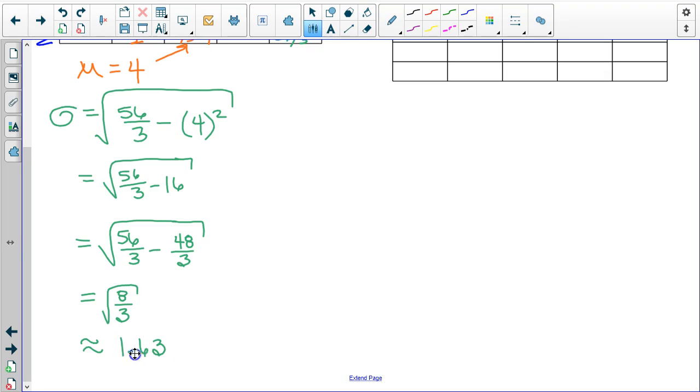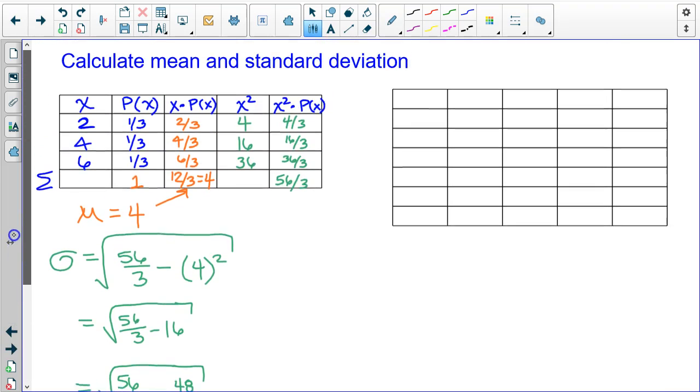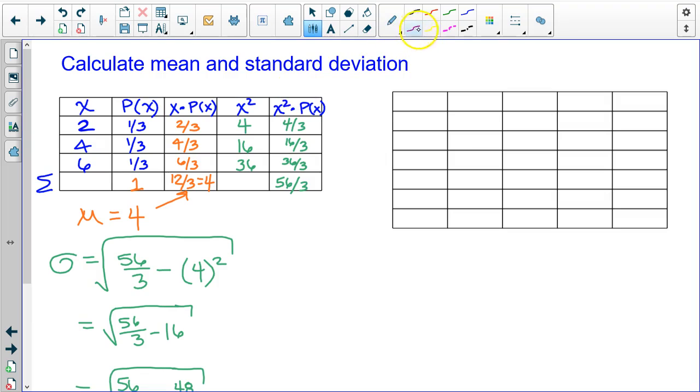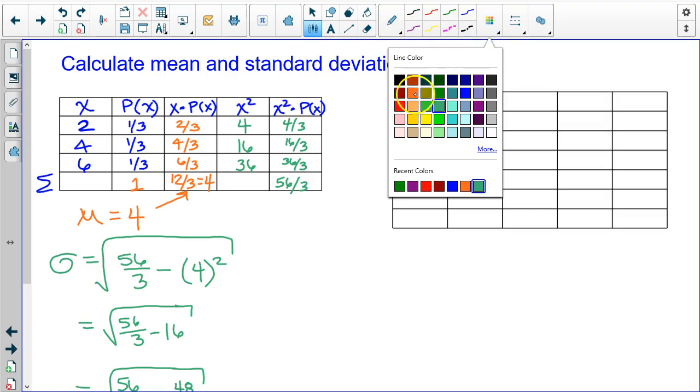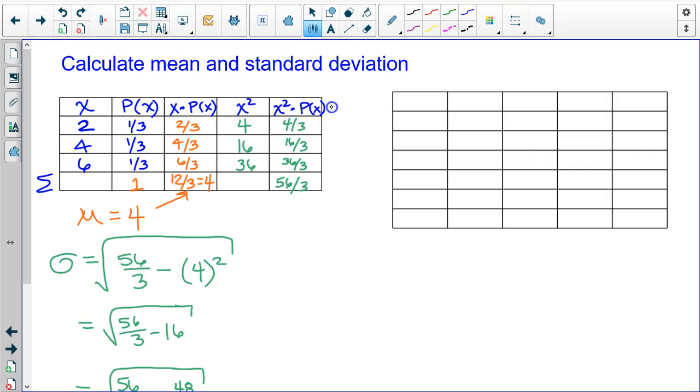Right. You can write just 1.63. That's fine. Okay. I will look and see if I have some batteries for you. Okay. And while I'm doing that, y'all can fill in this chart.